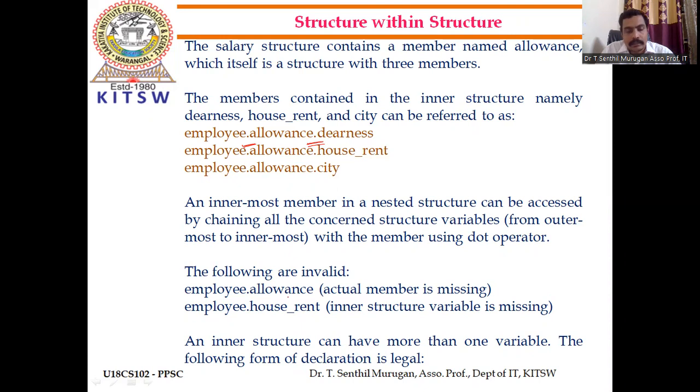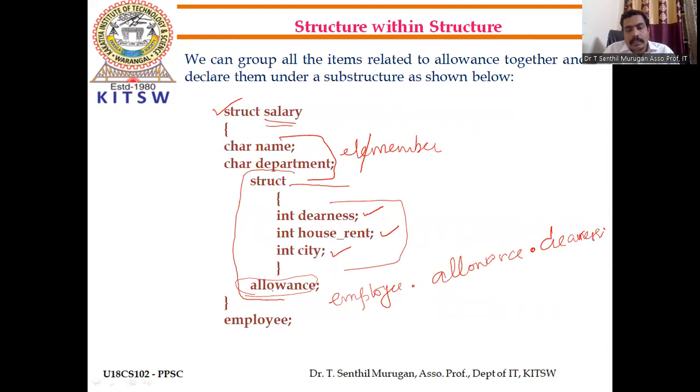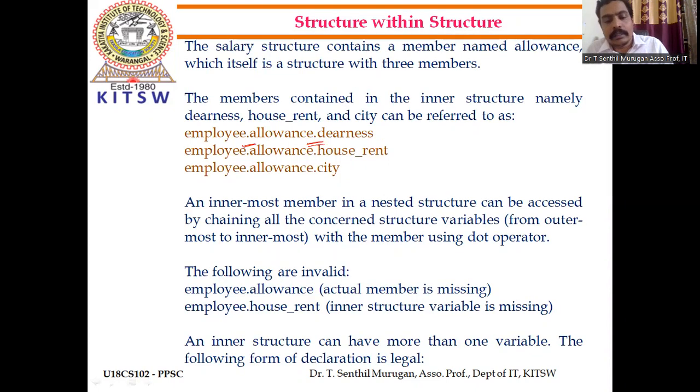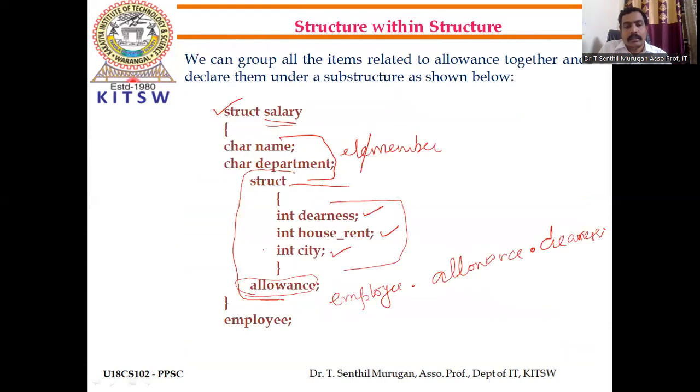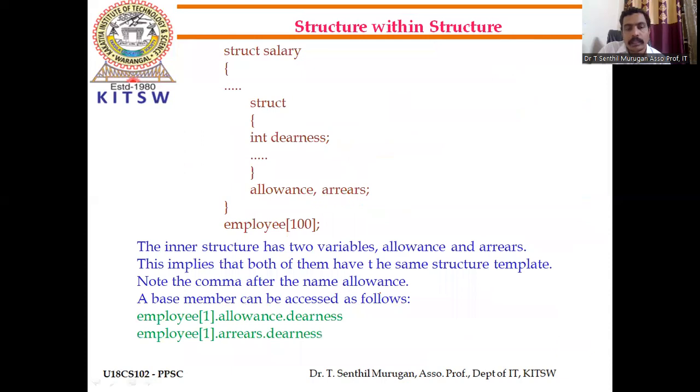Employee.allowance, how is it invalid? After employee.allowance, one of the member names should be there, so employee.allowance is also wrong. So employee.house_rent: employee is the variable for the outer structure, but house rent is a member of the inner structure. So this variable cannot access the members directly. So we must use the two dots. That you have to remember.